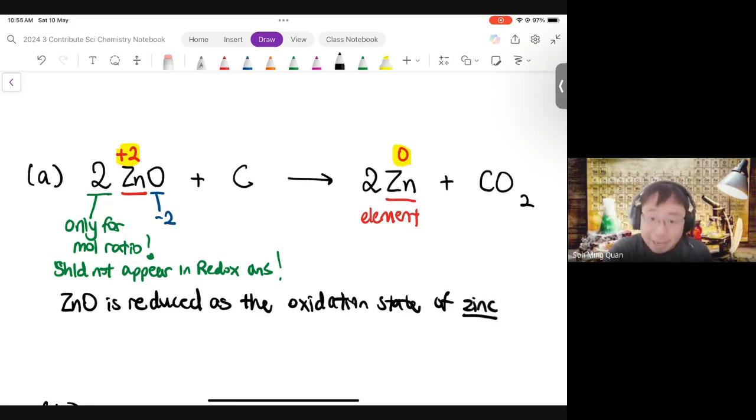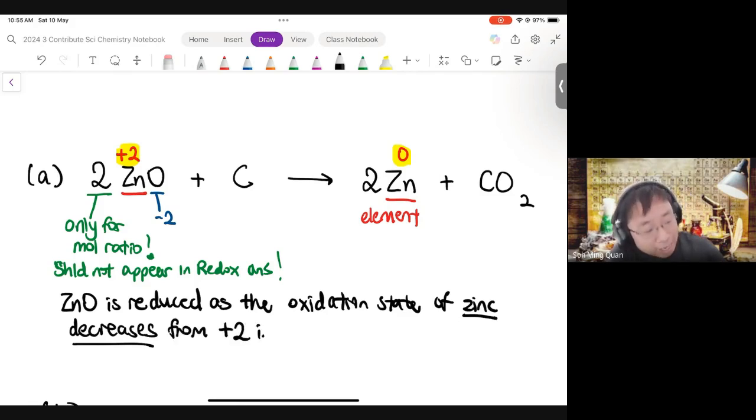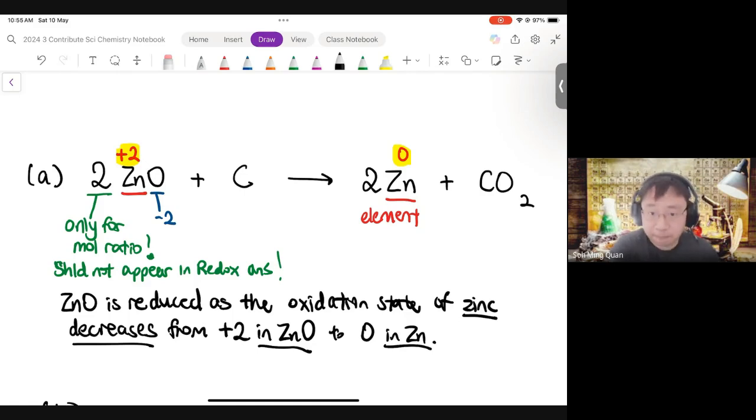The only thing I want to highlight is, please spell the element's name out. So ZnO is reduced as the oxidation state of zinc decreases. You need to say whether it's an increase or decrease. You cannot say that it changed. It's decreased from +2 in ZnO. It's very important to say where, because if you don't, it's not immediately clear.